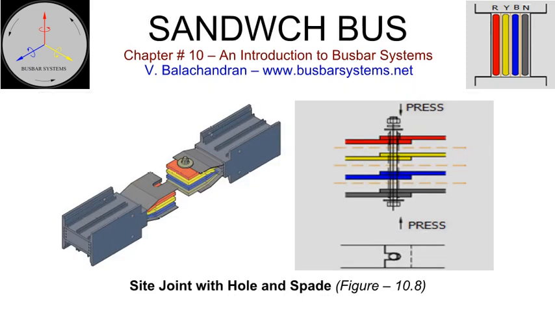Site joint with hole and spade. In this design, the ends of the mating conductors are shaped differently.